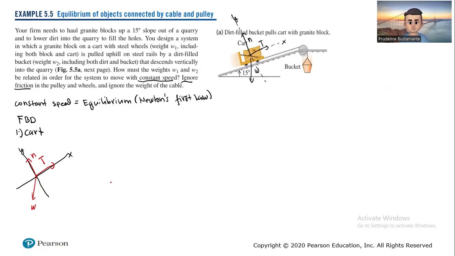Of course, since it is inclined, we have here 15 degrees. Okay. So here we have the component along y. This is the weight cosine of 15 degrees, because this is the adjacent side, and we also have the weight sine 15 degrees. Okay.